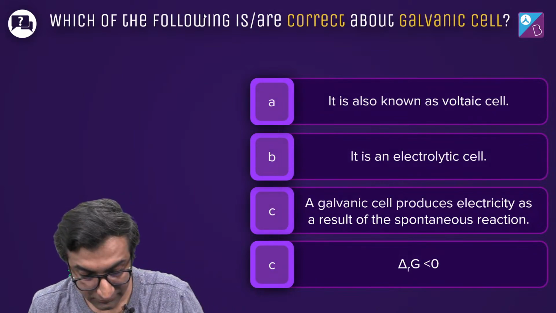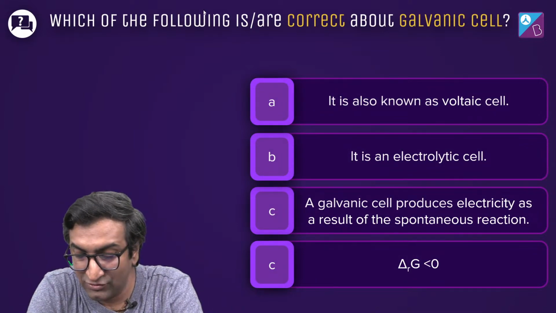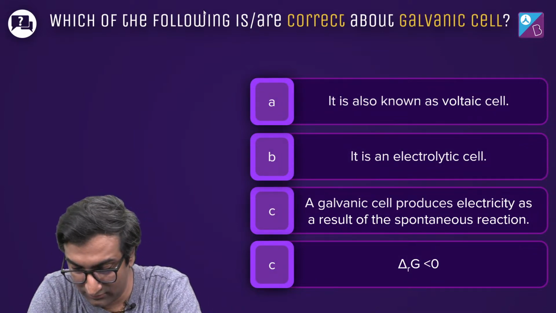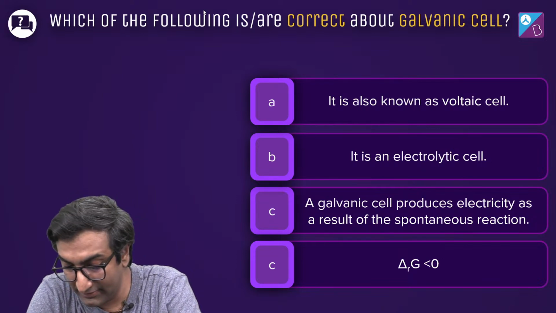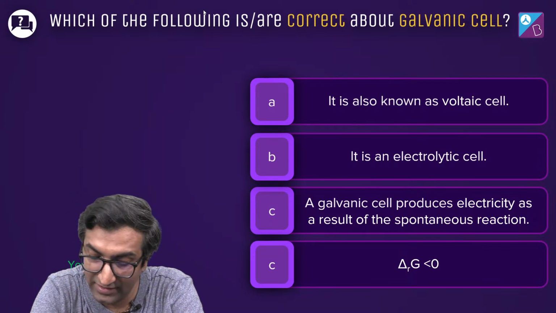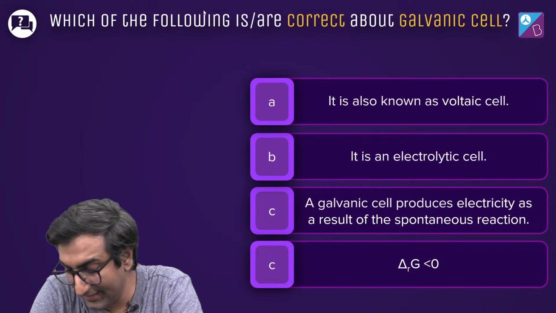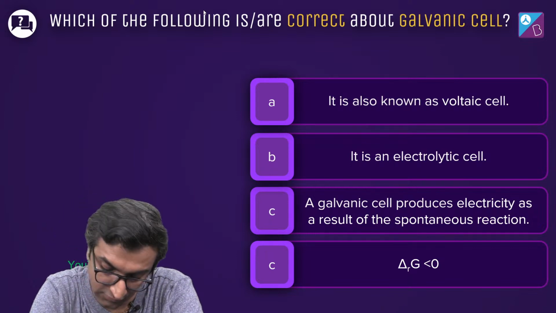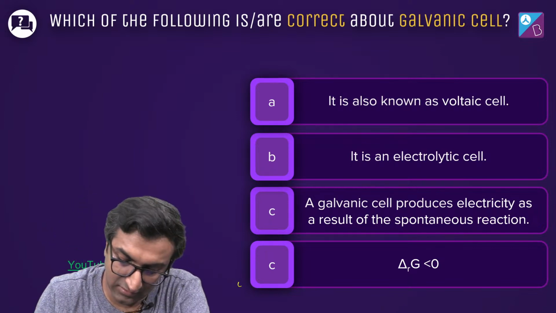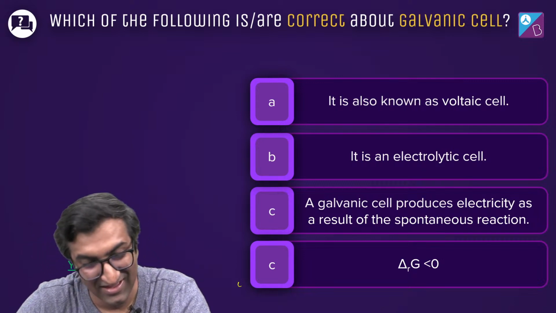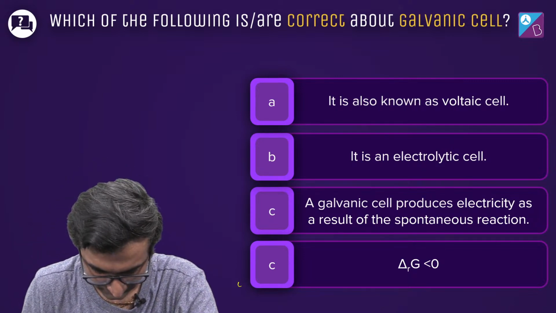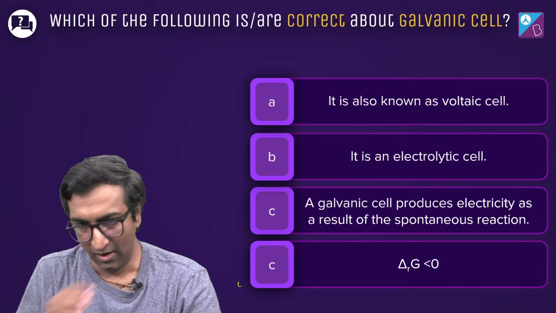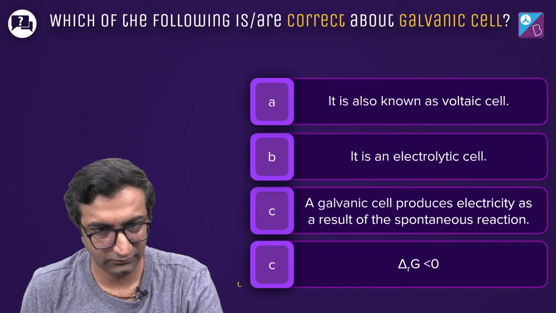Okay, next one. Which of the following is or are correct about galvanic cell? It is also known as voltaic cell. It is an electrolytic cell. A galvanic cell produces electricity as a result of spontaneous reaction, and delta G is less than 0. अगर C सही, if the last option is correct, then C also will be correct. Let me fix this. Hold on. This is slide 93.